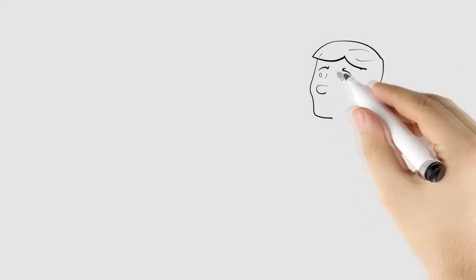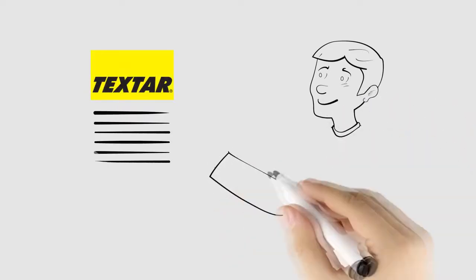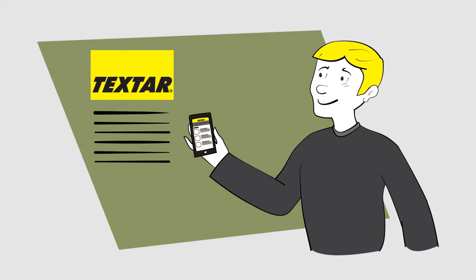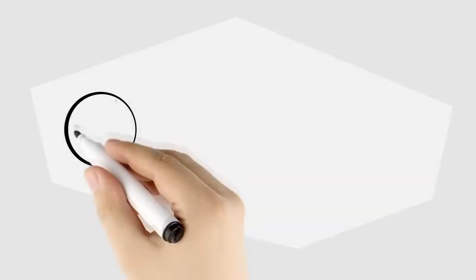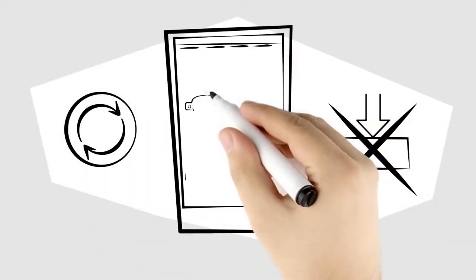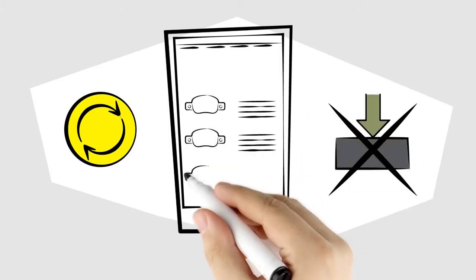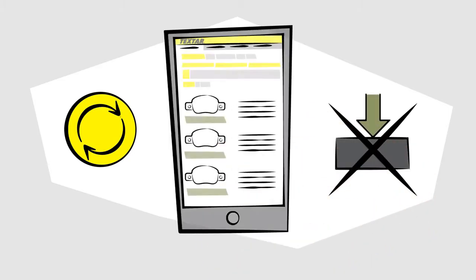Get up-to-the-minute Textar catalog data and find specific Textar products by part number, OE number, or cross-reference number in real time. The product data for the Textar app is updated every week without needing to update the app and has everything you need to identify brake components.